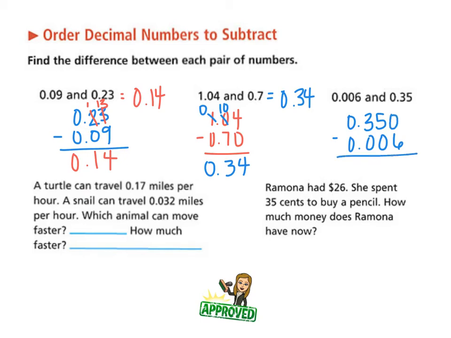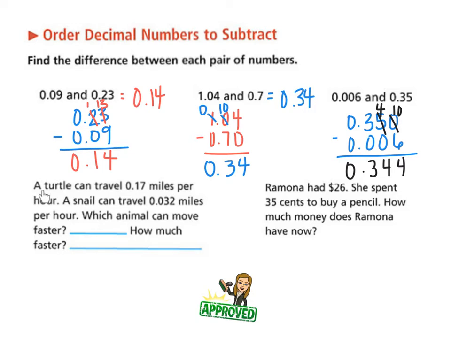And when I subtract, I now need to borrow. I can't do 0 minus 6, so I borrow from the 5 next door. So it becomes a group of 10. So now 10 minus 6 is 4. 4 minus 0 is 4. 3 minus 0 is 3. And no whole number. So the difference between these two is 344 thousandths.